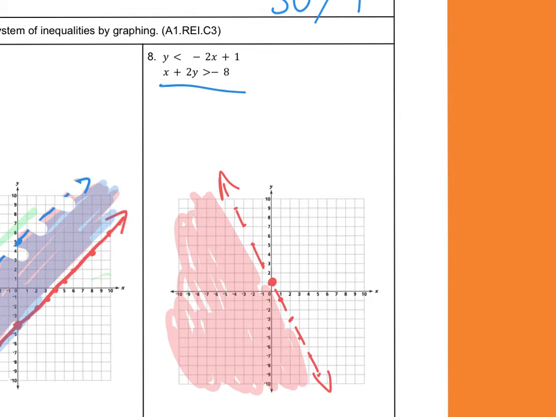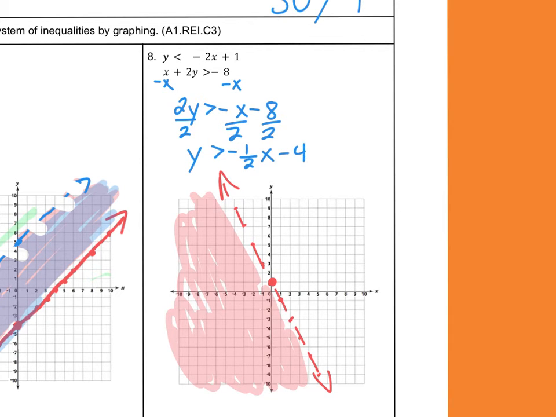The next one, is that something that I can solve the way it is, or graph the way it is? No. Nope, I need to solve it for y. So subtract the x over. 2y is greater than negative x minus 8. Divide by 2. Y is greater than negative 1/2 x minus 4. So the b value is negative 4. Slope is down 1, right 2. Or up 1, left 2.